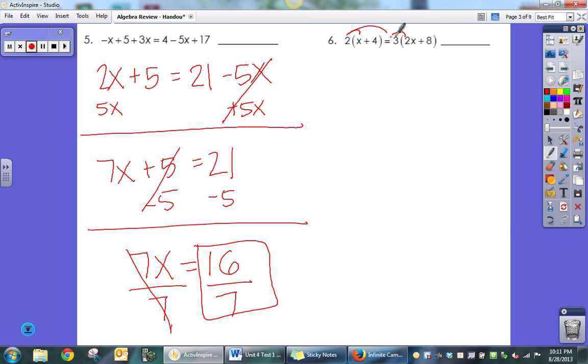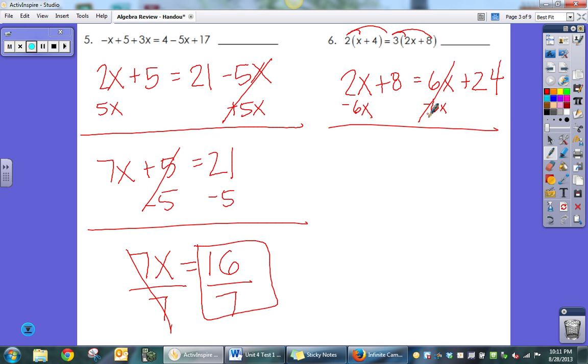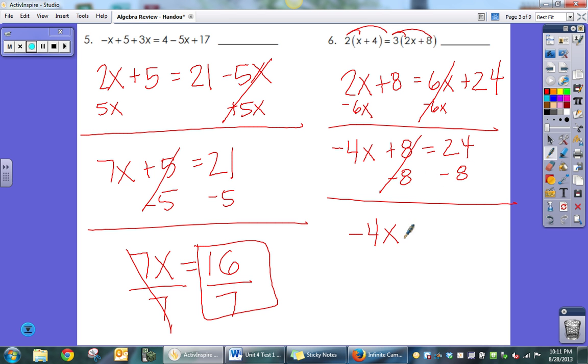I'm going to distribute here. 2x plus 8 equals 6x plus 24. Move my variable to one side. And I get negative 4x plus 8 equals 24. Subtract 8 from both sides. Negative 4x equals, and I've got 24 minus 8, which is 16. And then dividing both sides by negative 4, I get negative 4.